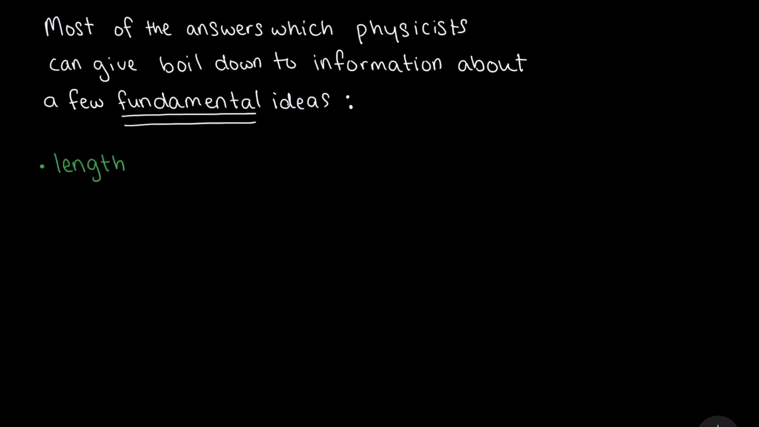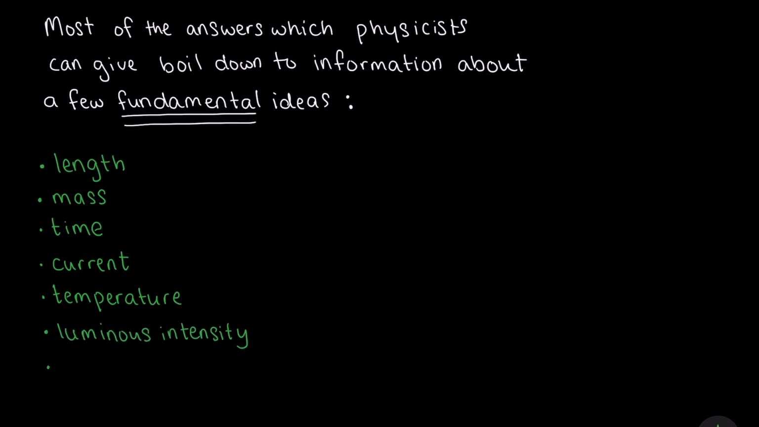So let's list out the 7. So we have length, we have mass, we have time, we have current, we have temperature, luminous intensity, which we won't really look at that much, and just the amount of a substance, which is basically the chemical makeup of a substance. You look a little bit more at that in chemistry.